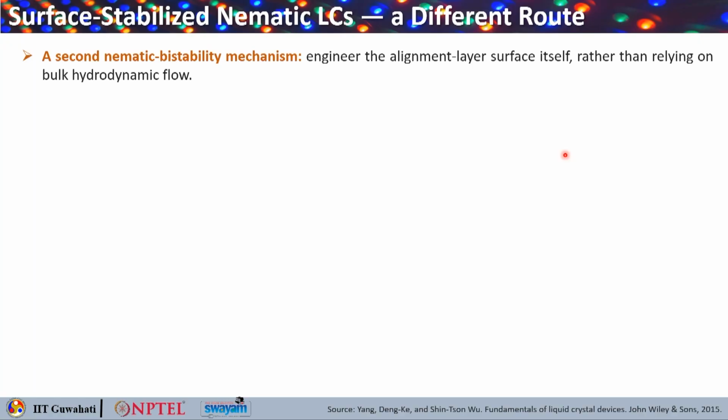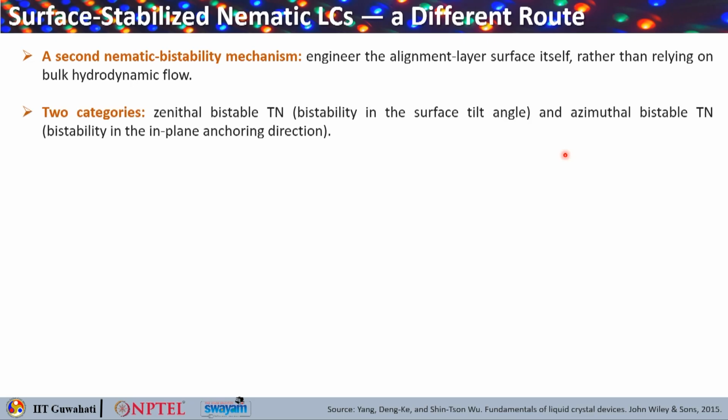Now with that we understand how these things work, the bistable twisted nematic. Here we will look into a second nematic bistability mechanism. Okay, we will talk about the surface stabilized nematic liquid crystals. Okay, that means a different route altogether. So the second nematic bistability mechanism engineered the alignment layer surface itself rather than relying on bulk hydrodynamic flow. So there are two categories.